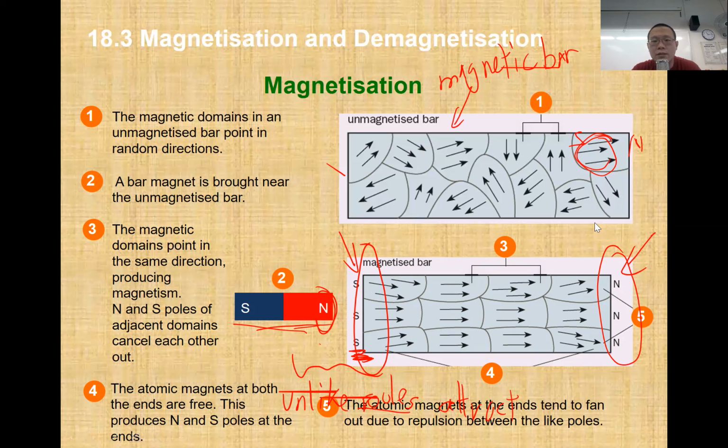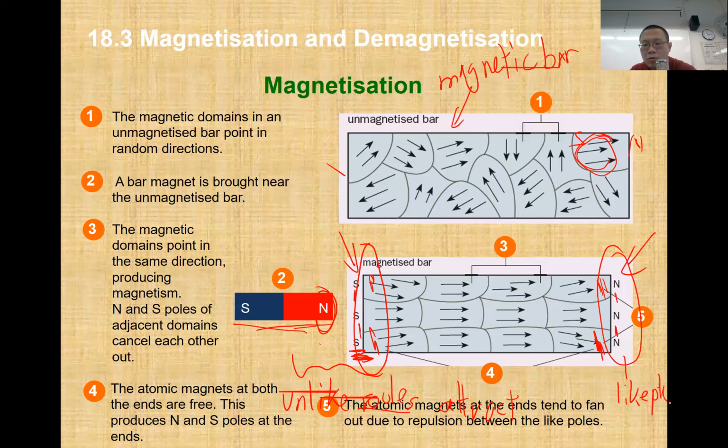Things to take note of here: take note of the corners here. You'll find at the two corners, the arrows are actually slightly diverted out. They are pointed away from each other. It's what we call a fan out formation. It's slightly fanned out because now you have all the north poles here, all the south poles here, and these are what we call like poles.